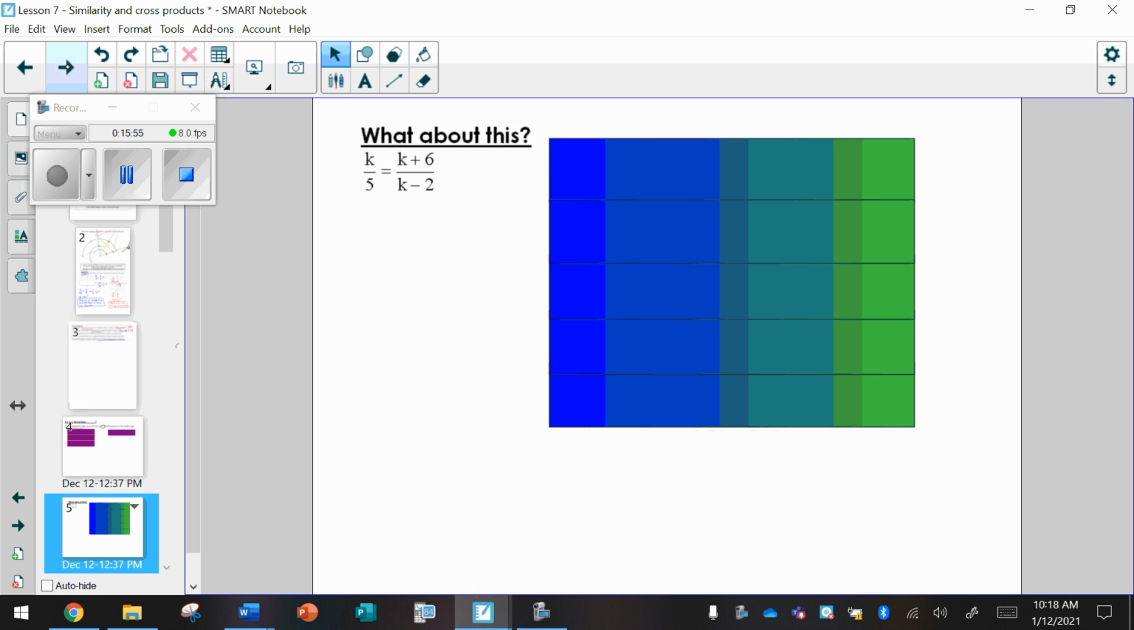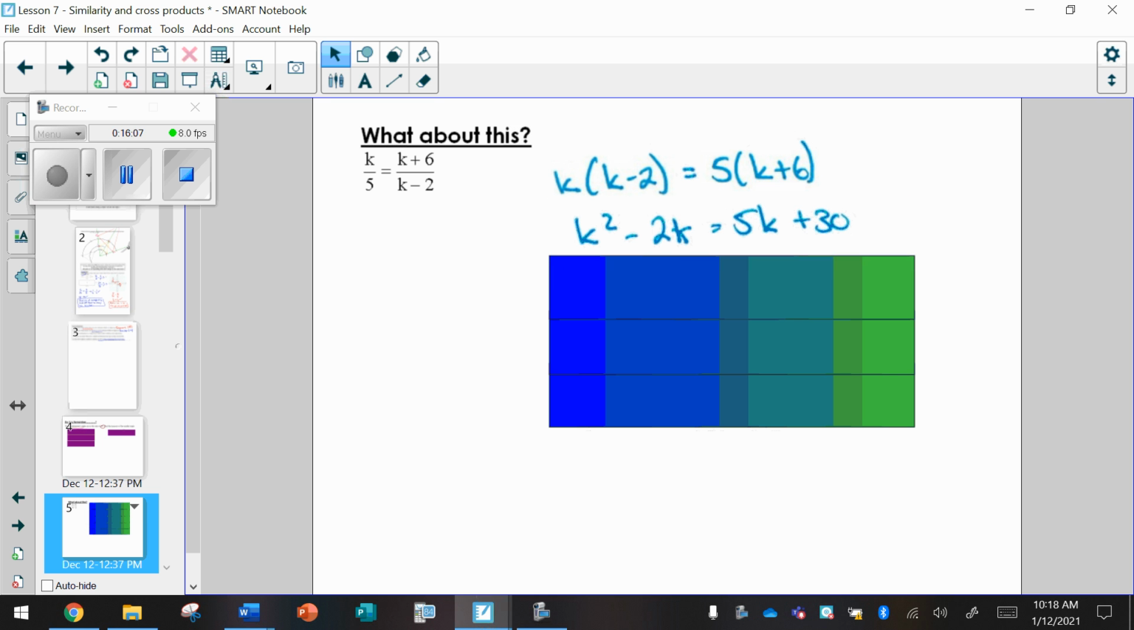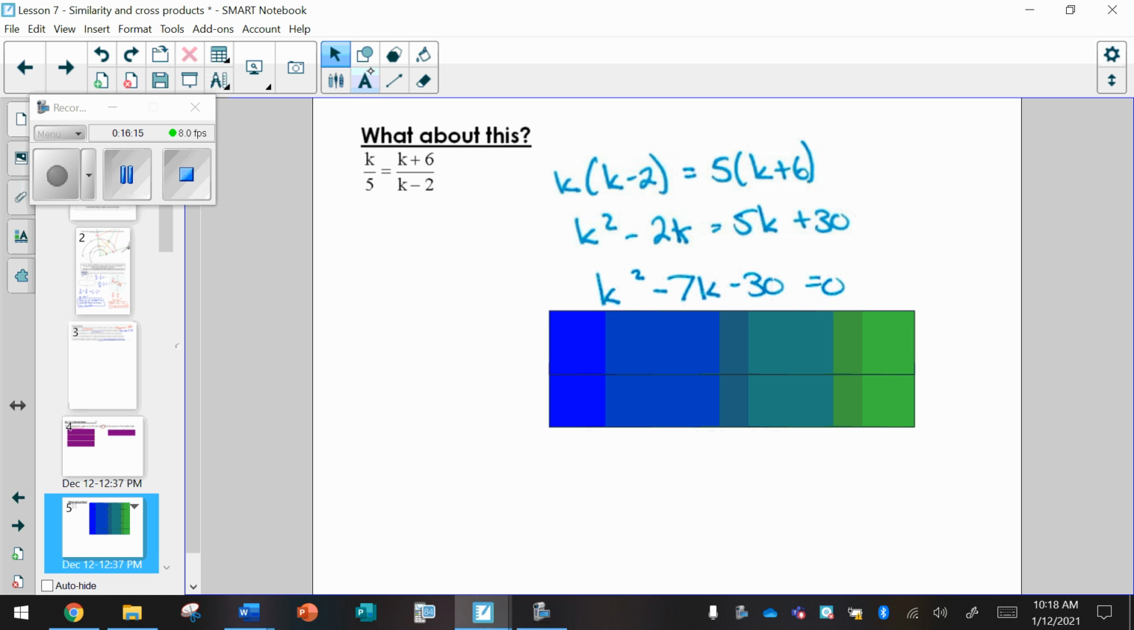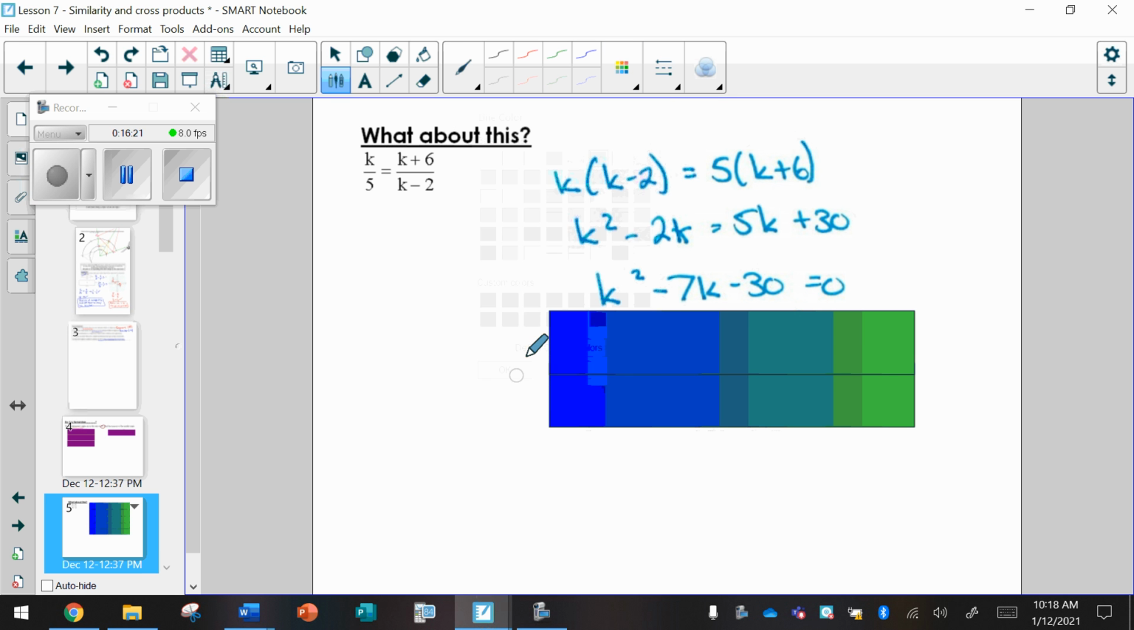Cross multiply, solve for k. Do you remember not only how to cross multiply and how to distribute, but once you have an x squared in your equation, do you remember how to factor? Do you remember that you need to get it equal to 0? And once it is set equal to 0, you are supposed to find two numbers that multiply to be the number at the end, in this case negative 30, and they have to add to the number in the middle. So two numbers that multiply to be negative 30 and add to be negative 7.